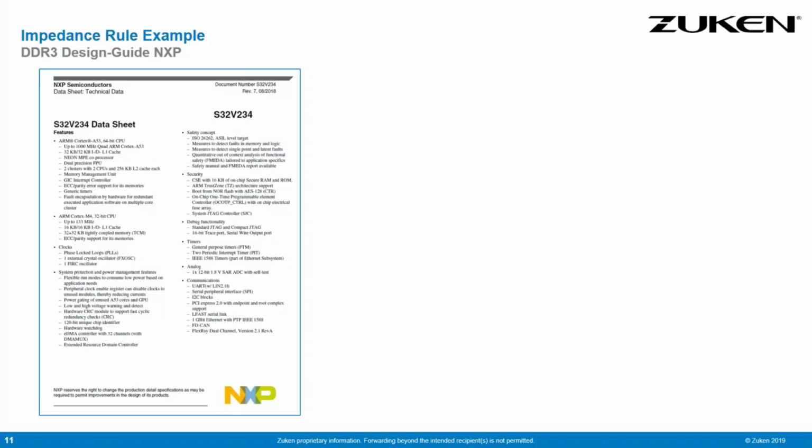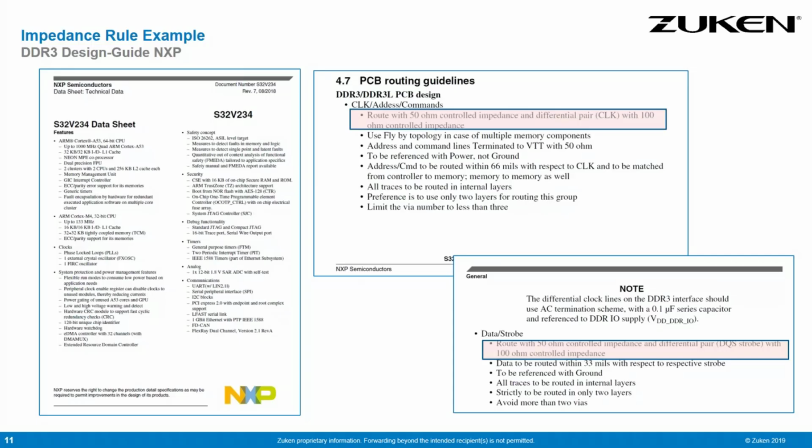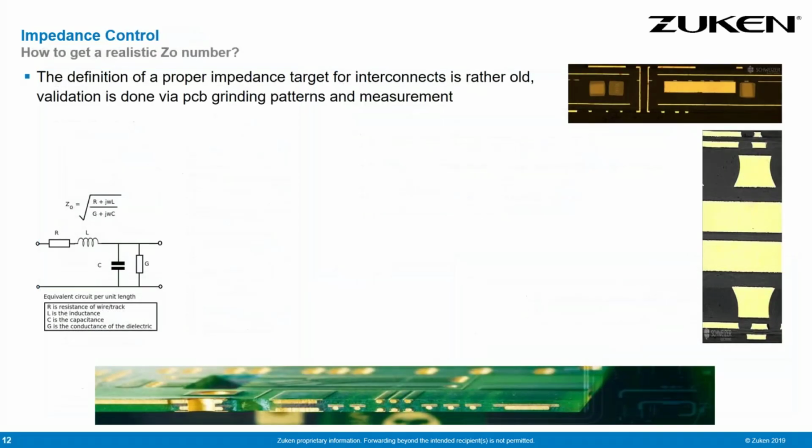The impedance itself has for many years been defined by the silicon vendors. Here we have an example of an automotive microprocessor from NXP, where NXP requests the single-ended and the differential impedance to match the given values with a certain amount of accuracy. Here, 50 ohm single-ended and 100 ohm differential. So what happens if I ignore these impedance rules? I will get more reflections.